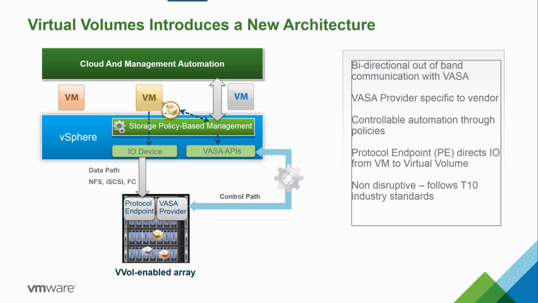Virtual Volumes now has a new architecture as well, which allows you to do bidirectional out-of-band communication with your VASA provider. Keep in mind that each VASA provider is specific to each vendor. It allows you to control automation through policies and offers a protocol endpoint, or PE, which directs I/O from the VM to the virtual volume.